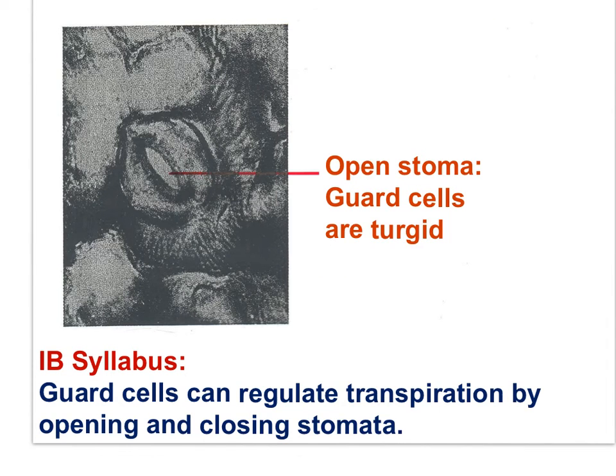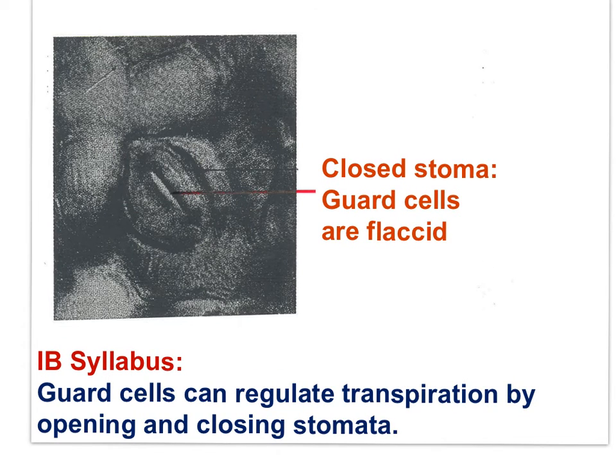When guard cells are full of water, they are turgid, they curve or bow out, and the stoma opens, as can be seen in this micrograph. When the water moves out of the guard cells, the cells become flaccid and the stoma closes. The question is, what causes water to flow in or out of guard cells so that the regulation of transpiration can occur?